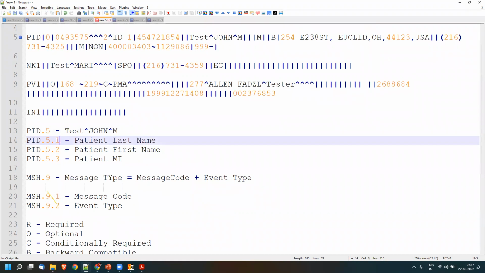This is the sequence number, right? The sequence number begins from 1, 2, 3, 4, 5, 6, not from 0, 1, 2, 3, 4. So if you're dealing with this particular field, the first component is numbered as number 1.